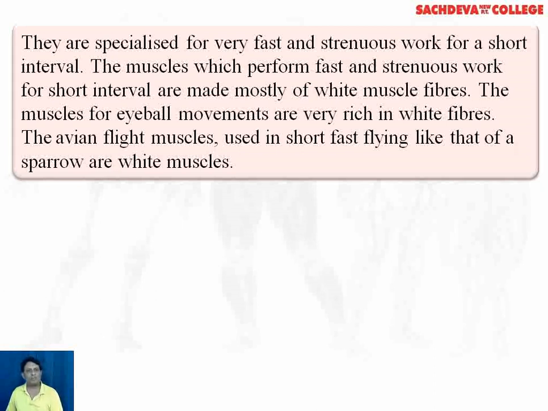The muscles which perform fast and strenuous work for a short interval are made mostly of white muscle fibers. The muscles for eyeball movements are very rich in white fibers. The avian flight muscles used in short, fast flying, like that of a sparrow, are white muscles.